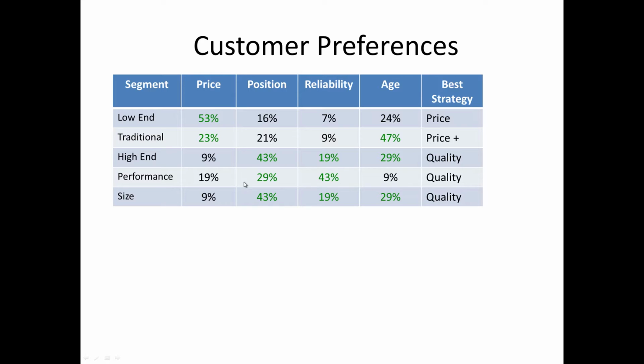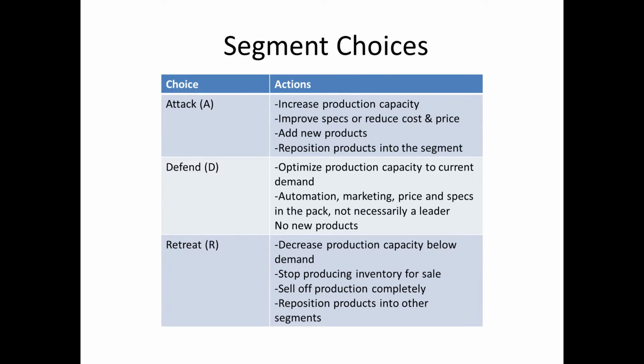The performance is a little bit different than that. Reliability and positioning are important. Age is not as important, but price does matter a little bit. And so here, I think you're looking at 72% is basically driven off of quality. Maybe it's a quality plus. I don't know. You want to be a little bit sensitive to price, but primarily it's a quality segment. So if you think about matching your strategies to your segments in whatever way, that's going to lead you to a set of choices. Do I attack that particular segment? Do I defend it or do I retreat?